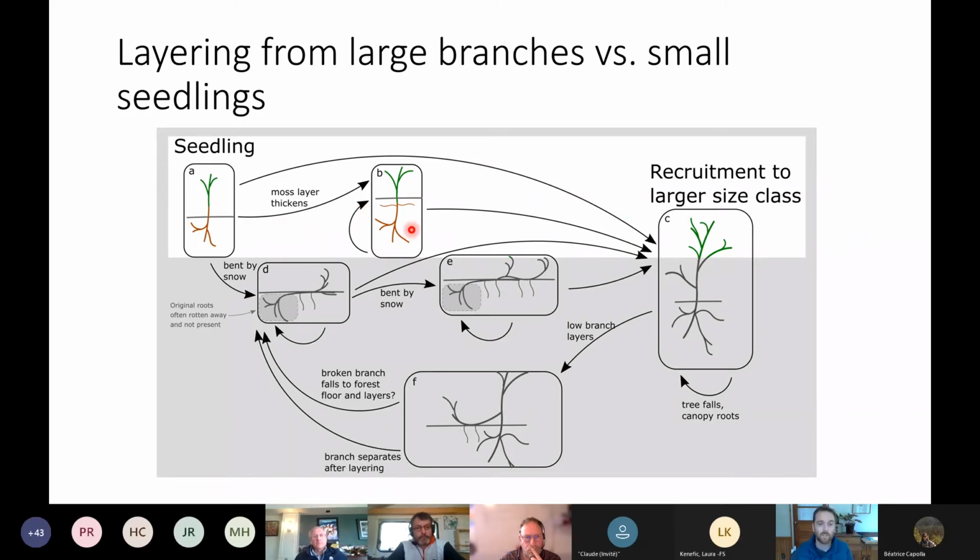Another thing that we sometimes identified in the laboratory is that the moss layer thickens, so that gray line essentially moves upwards, and you find these adventitious roots, represented by the thin brown lines here, that form. Technically, that's a form of layering as well.